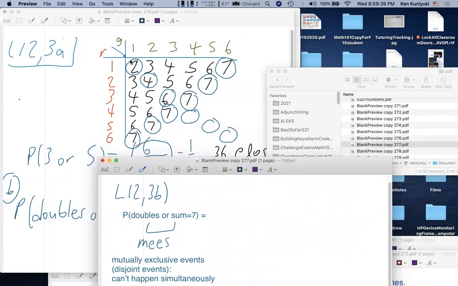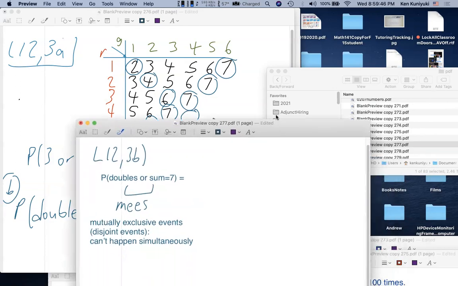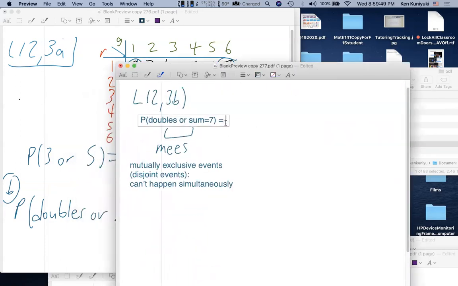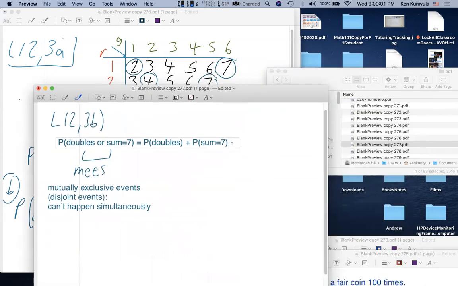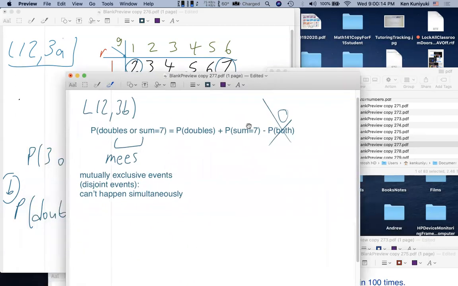Because look, if you get doubles, here are your possible sums: 2, 4, 6, not 7, 8, 10, or 12, right? So these are mutually exclusive events. They cannot both happen. If you're rolling doubles, your sum is an even number, not 7. So the probability of doubles plus the probability that the sum is 7. Now, normally we'd have to subtract the probability of both happening, but these are mutually exclusive events. The probability of both happening is a big old 0. They can't both happen.